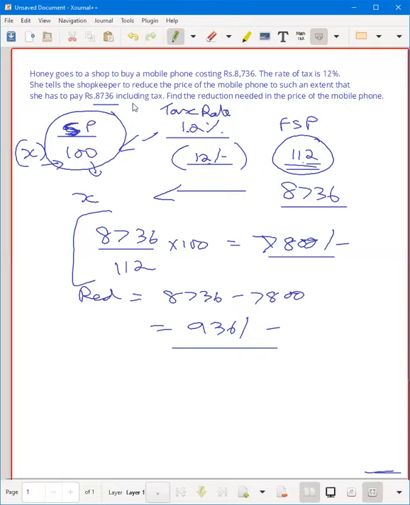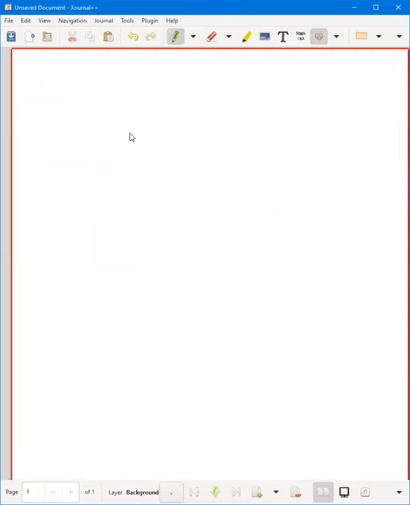And a third method would be to use the formula we have directly, in which the final price is equal to selling price into 100 plus X upon 100. Even with that, we can get the answer. So three different methods you can use to solve the same kind of question. Okay, do one more quickly before we move on to GST.